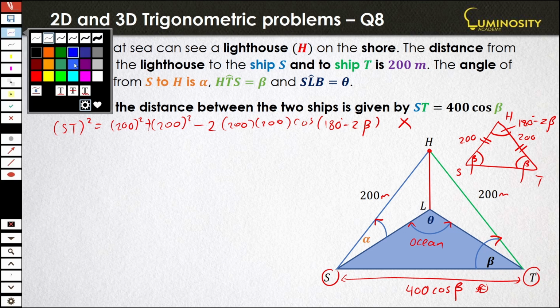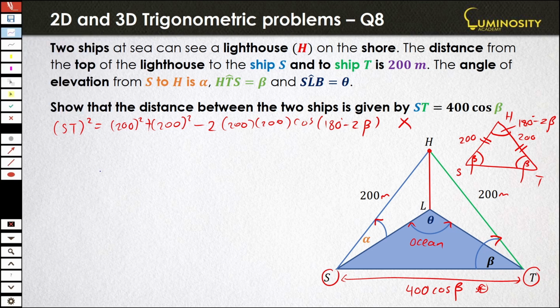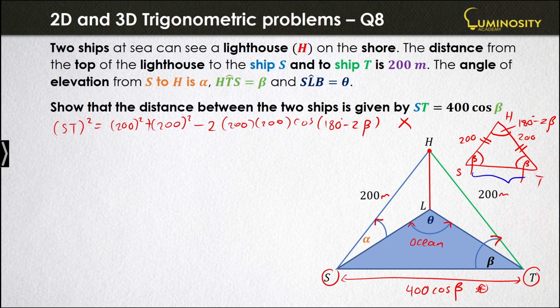So what other rule can I use? In this triangle, I could also find the length of ST using the sine rule. I could say ST divided by sine of the angle opposite it, so 180 degrees minus 2 beta, is equal to another side we know, so we could pick either one, 200 divided by the sine of angle beta. So let's see where this takes us.